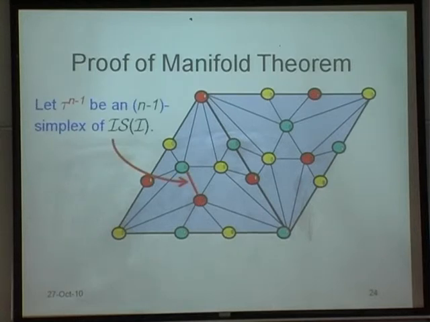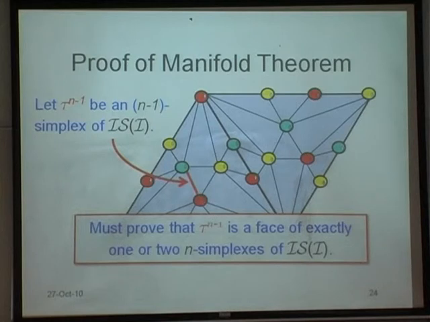Okay, so what do we have to prove to show this is a manifold? Well, I want to take an n-1 simplex of this protocol complex, and I want to show that it's a face of exactly one or two n-simplexes of the subdivision, because that's the definition of a manifold with boundary. So I'm going to need to take the combinatorial definition of the immediate snapshot protocol and show you that any n-1 simplex there is a face of exactly one or two other simplexes, and that's all we need.